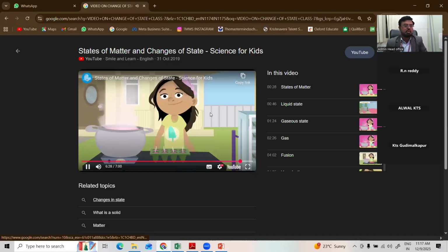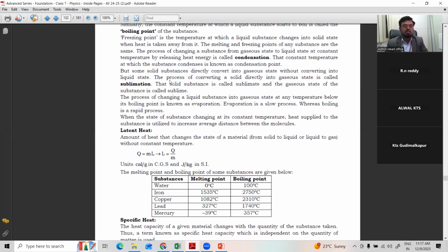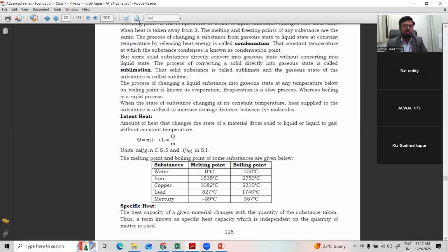Right. This is a very good video where you can understand everything. Everything is explained here about condensation, solidification. One more important word left here is sublimation. You can see here, the solid substance is called sublimate, and the gaseous state of the substance is called sublime.